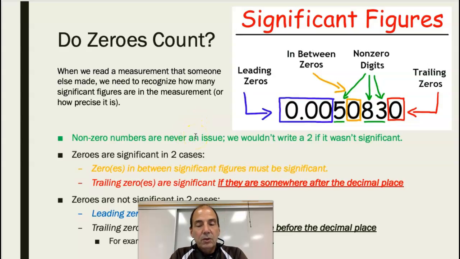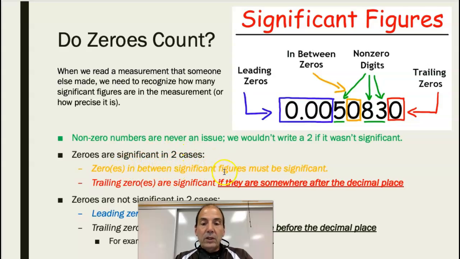But zeros are tricky, especially since sometimes we make conversions, especially in the metric system. Like if you measured something to be 25 centimeters, and you wrote it now as 250 millimeters. Is that zero significant? Well, no, that zero really wasn't significant because the initial number was 25, so you only had 2 digits. So numbers are never a question. Zeros are a question. So there are 2 ways that zeros are significant.